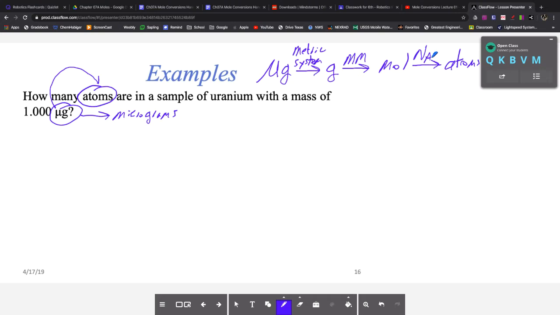So to go from micrograms to grams, we have to know how many micrograms are in a gram. Well, if you remember that the prefix micro means 1/1,000,000th of a gram. So 1 microgram is equal to 10 to the negative 6 grams. And if we flip that around, 1 gram is equal to 1,000,000 micrograms.